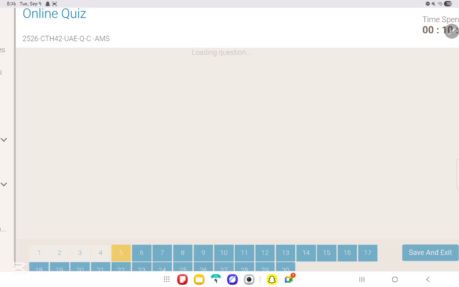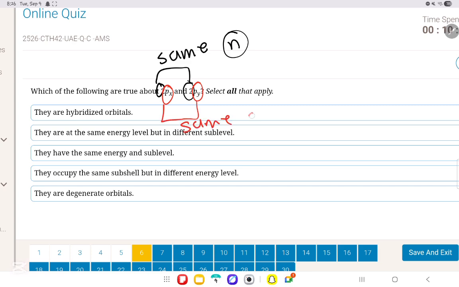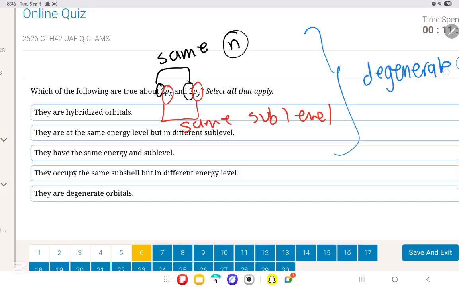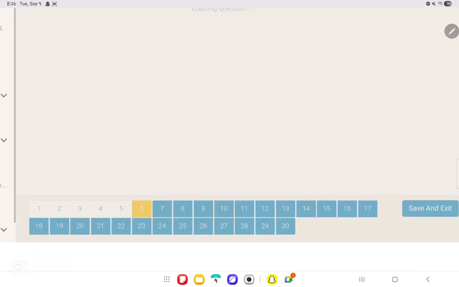What does it say? And let's wait for it to load. Which of the following are true about 2px and 2py? First thing you notice is that they both have 2. Since they both have 2, this means they have the same energy level, which is denoted as n. You can also notice that they're both in p, so px and py. Due to this, they have the same sub-level. Now, when they have the same energy level and the same sub-level, we can say that they are degenerate orbitals. So they have the same energy and sub-level.